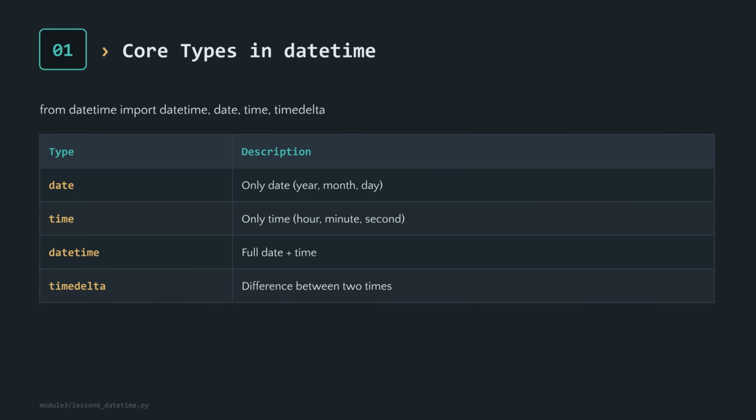First, the core types you'll import from datetime. There are 4 to know. Date handles just the calendar part, the year, month, and day. Time handles just the clock part, hour, minute, second. Datetime combines both, a full date plus time. And timedelta is special. It represents the difference between 2 times, a duration. Keep these 4 straight, and the rest of the lesson clicks into place.